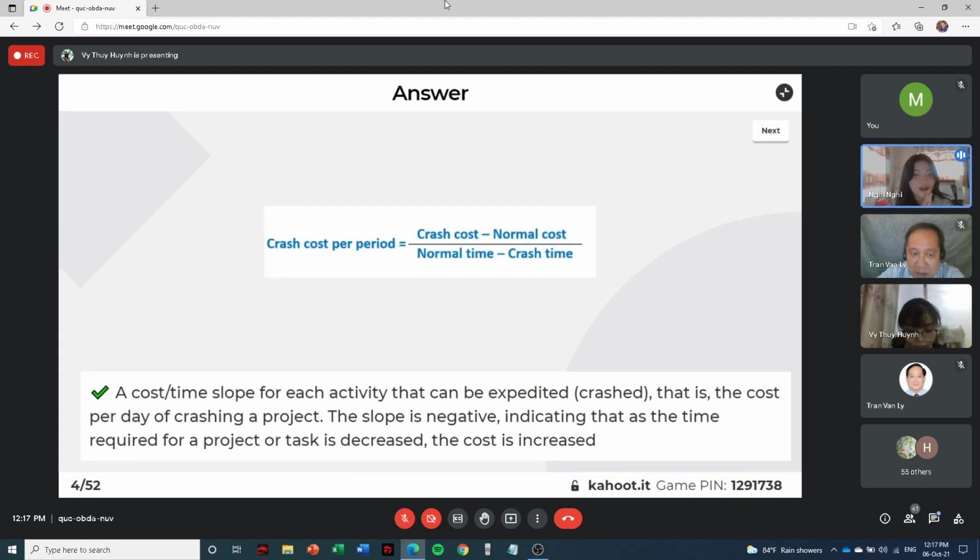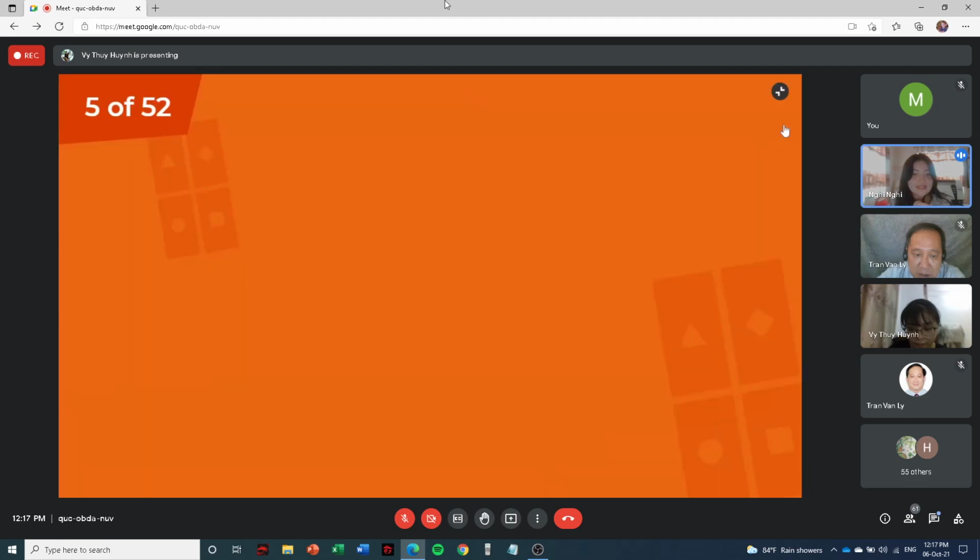A hint for every one of you, especially the ones who got it wrong, is that we're going to revisit these equations in our next questions. So please try to remember this equation so that you can get the next question right. Okay, next.